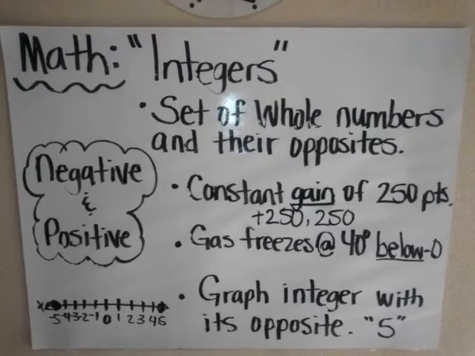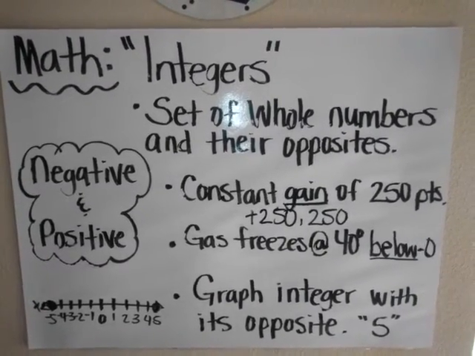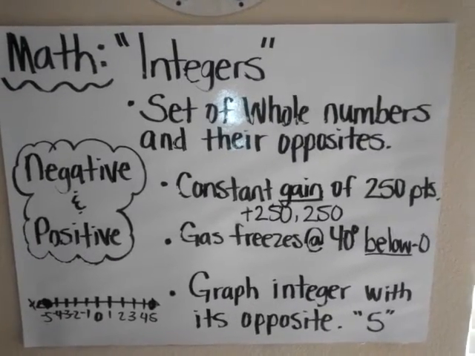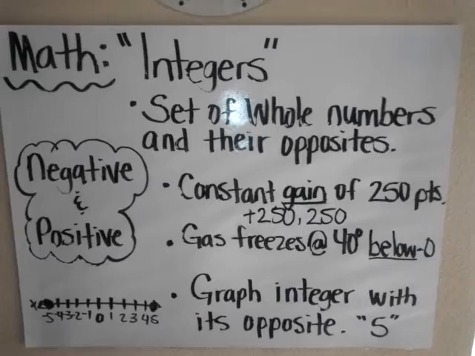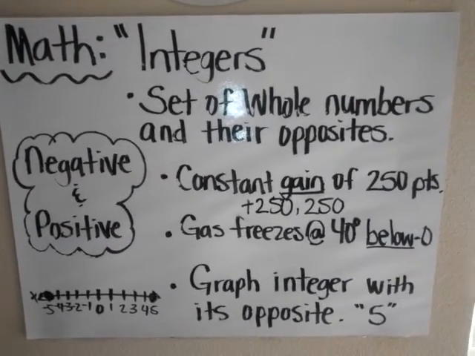First scenario. Think of integers as a thermometer, meaning on a thermometer you have numerical values. Above 0 would be positive numbers. Below 0 would be negative numbers.